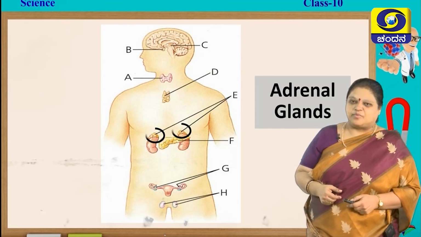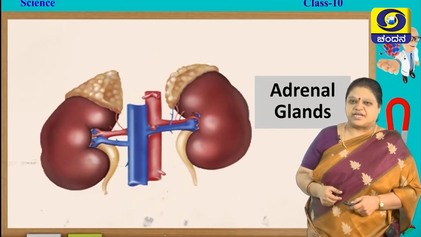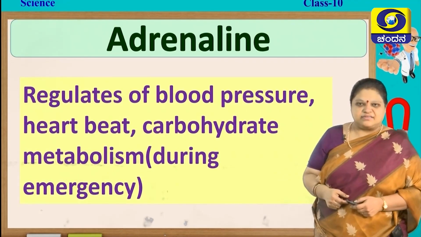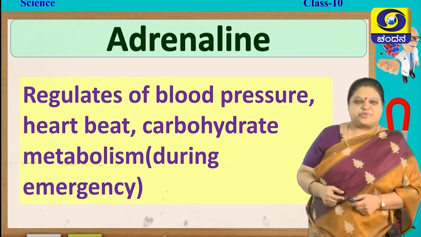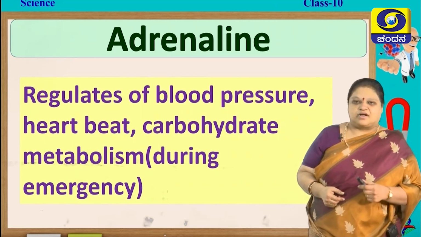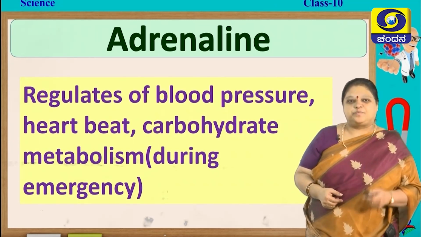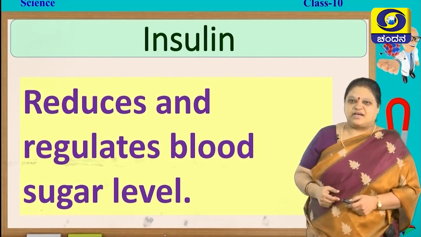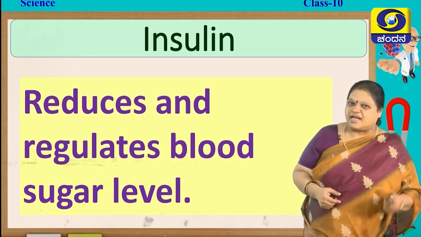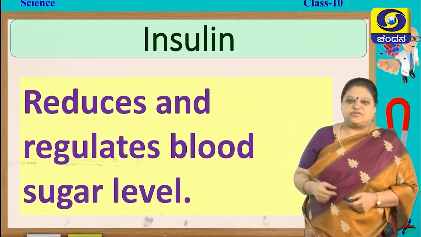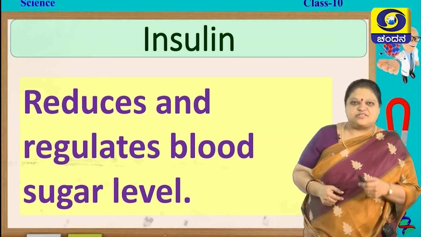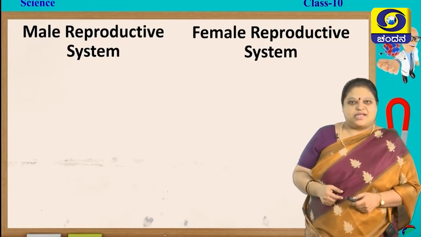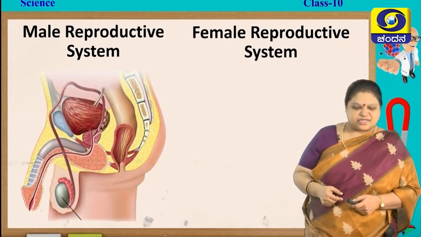Next we will see adrenal glands. They are present above the kidneys, triangular in shape, and they produce a hormone called adrenaline. It regulates blood pressure, heartbeat, carbohydrate metabolism, especially during emergencies. Next is insulin, produced by the pancreatic gland, and it reduces and regulates blood sugar level.